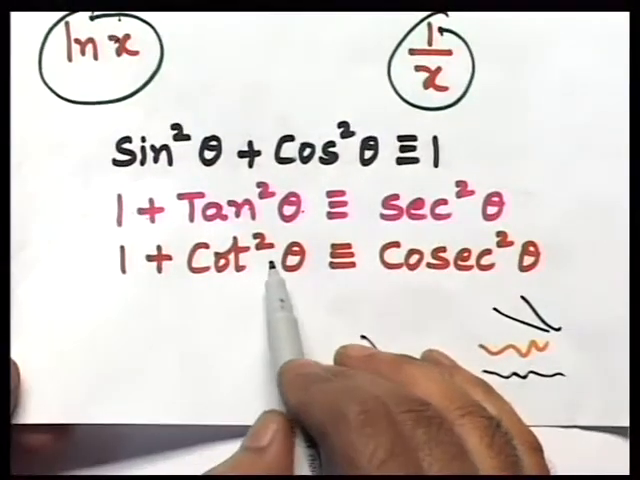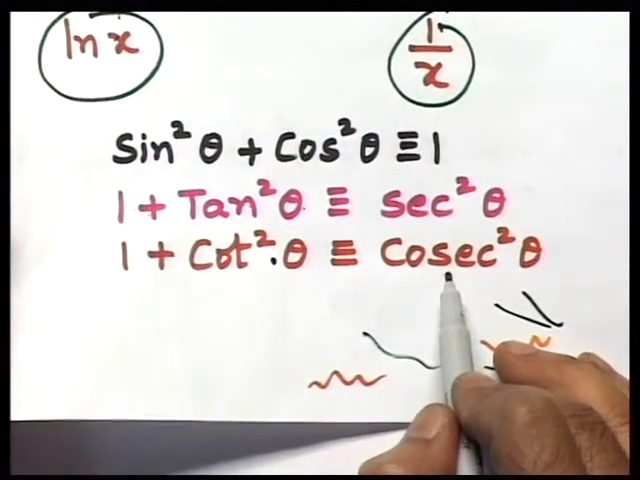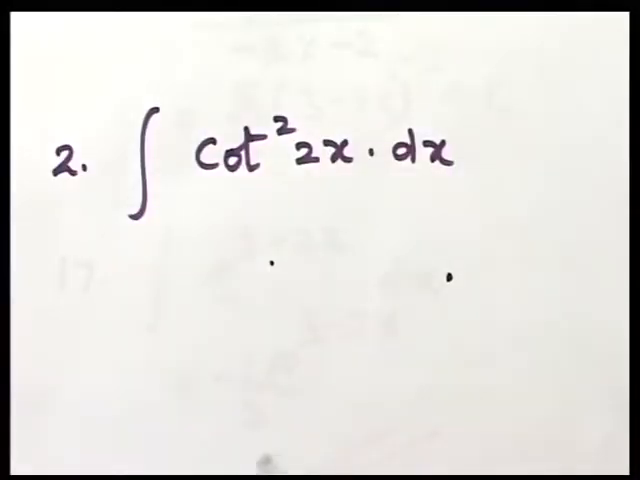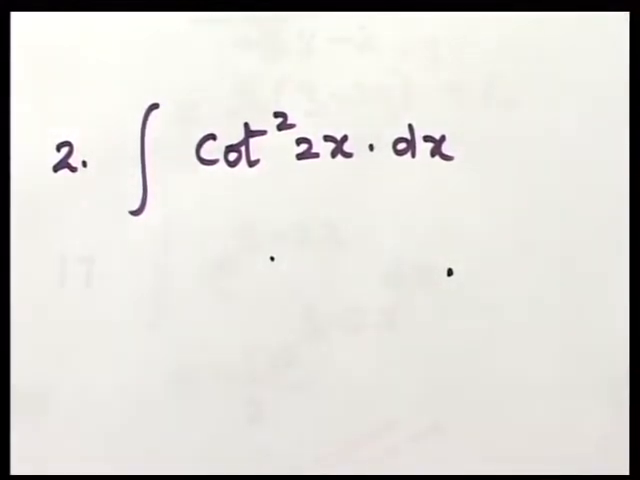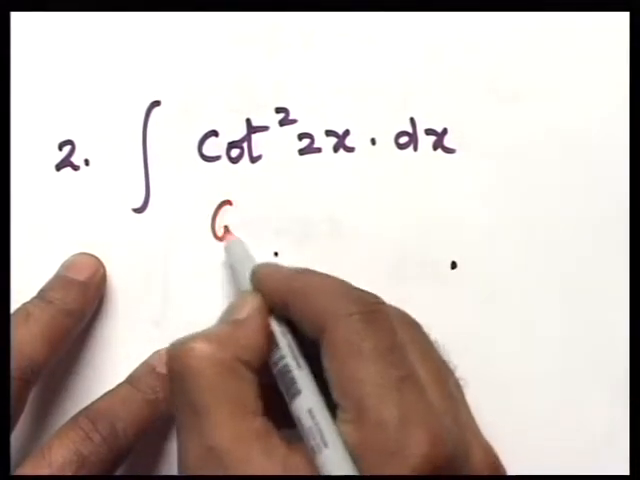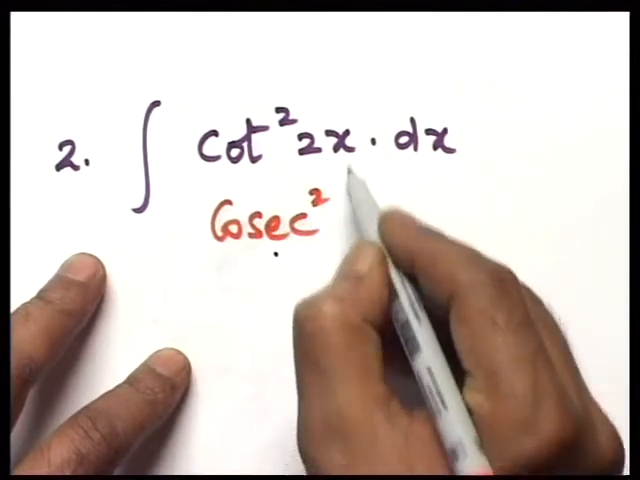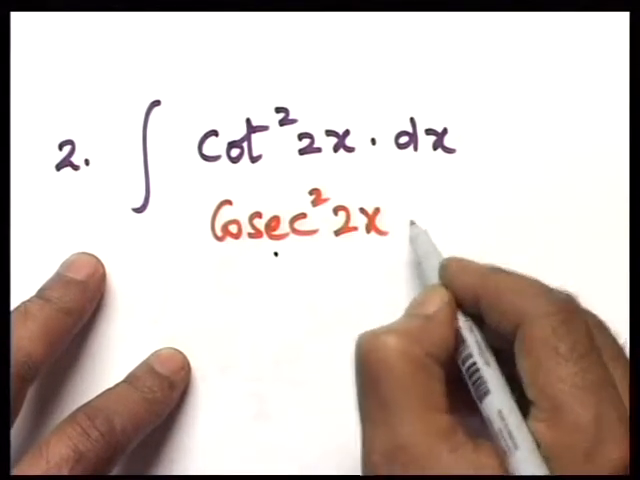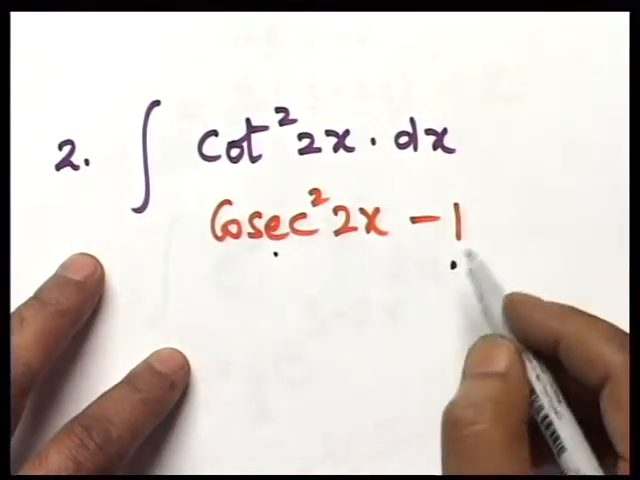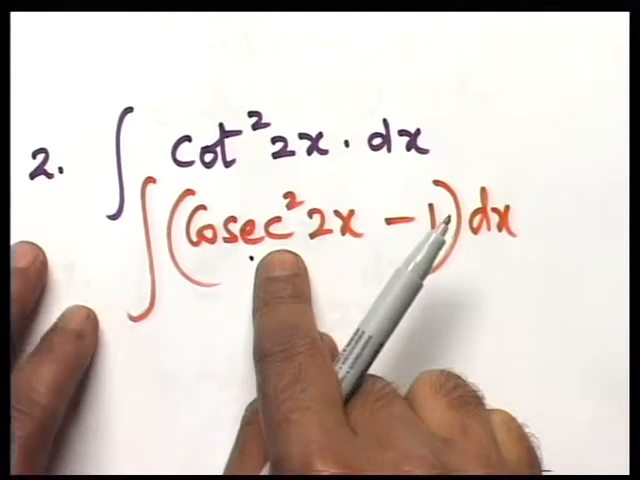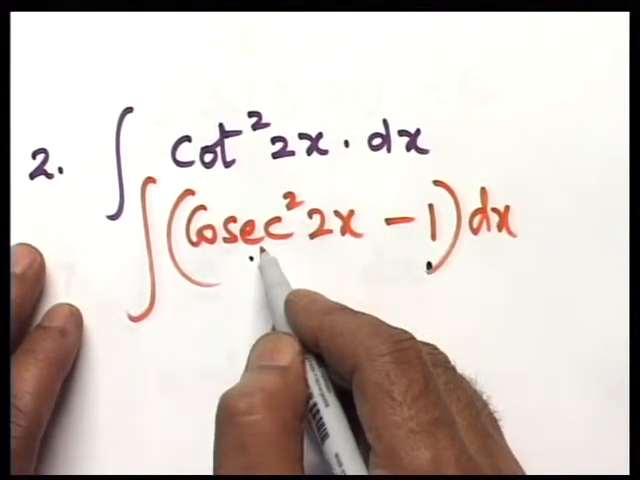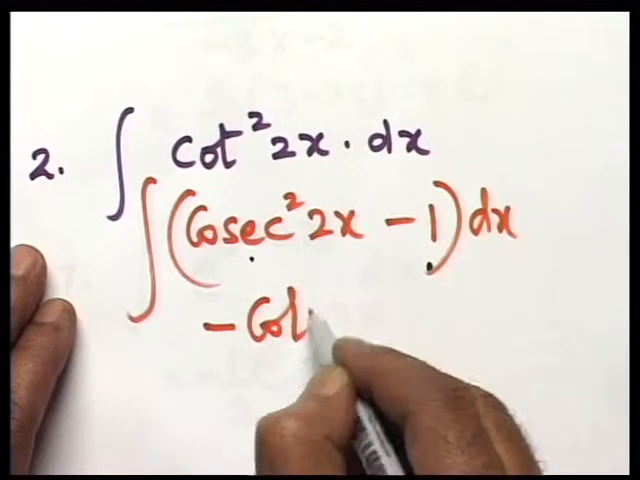1 plus cot square theta is cosec square theta. And immediately, cosec square theta is a standard function. Okay, so let's write that down. That's 1 plus cot square theta is cosec square theta, please. So that should be cosec square theta, which is a 2x minus 1. Okay, integrate bracket dx. That's a standard function. Cosec square theta integration, please, minus cot theta.